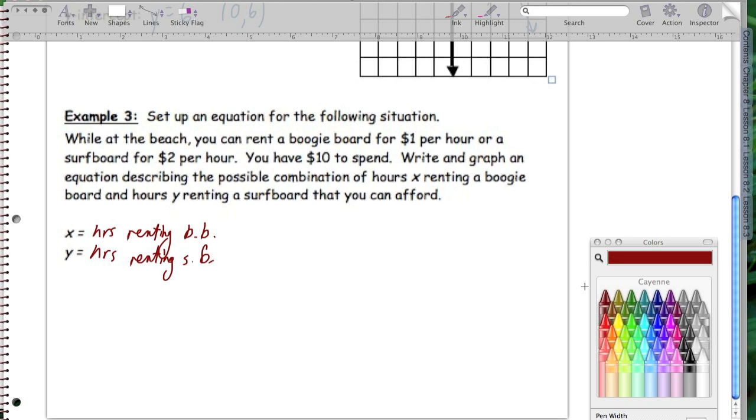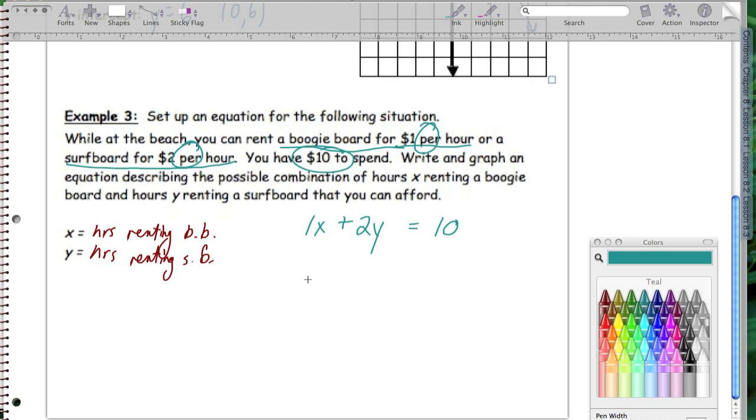Then we go back and we see what we have to work with. $10 to spend total. $1 per hour when we use the boogie board, and then $2 per hour when we use the surfboard. Okay, so our first thing is to find our total, which is $10. We located the word per. We have two variables. The first one's $1 per hour when we rent a boogie board. Boogie board was represented with X, so that's 1X. The second thing says $2 per hour when we rent a surfboard. That's Y. Set that equal as we do here, and we're able to go ahead and graph.